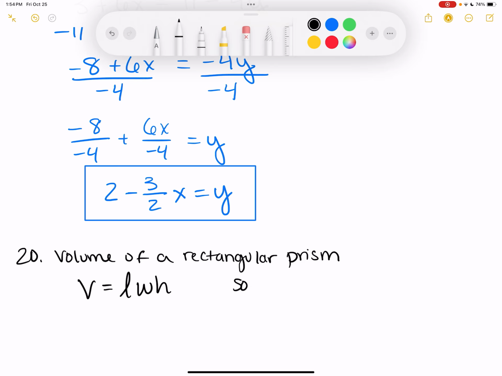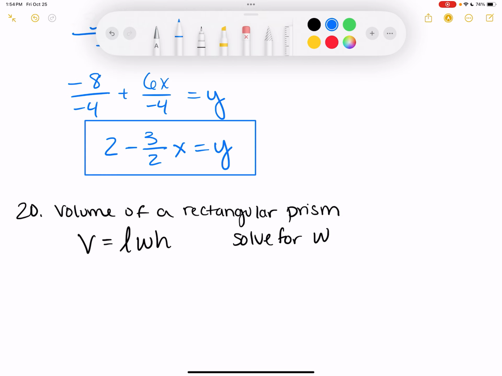They want us to solve for W. So I want to get W by itself. So what's happening to W at the moment? Being multiplied by L and H. So if I want to get rid of them, how would I get rid of them over here? Divide. So I'm going to divide both sides by LH. You can do that all at once. So W equals V divided by L times H.